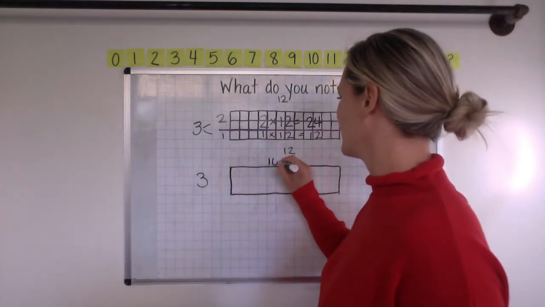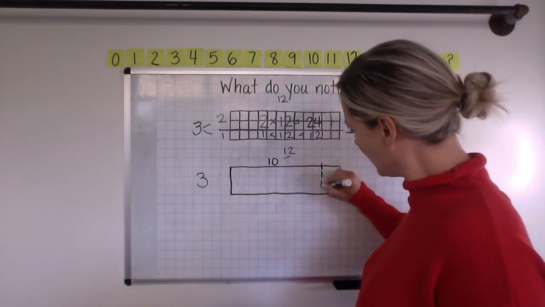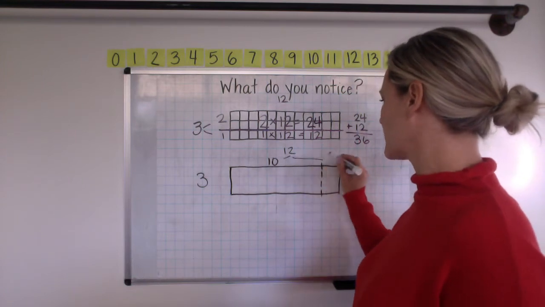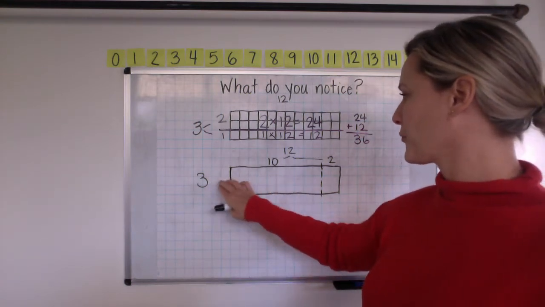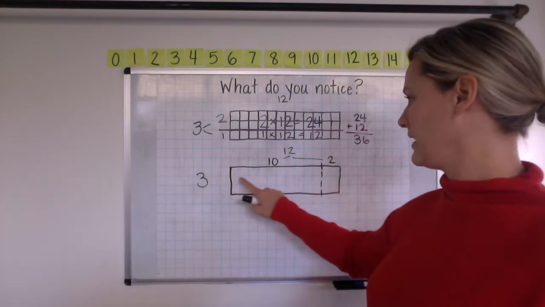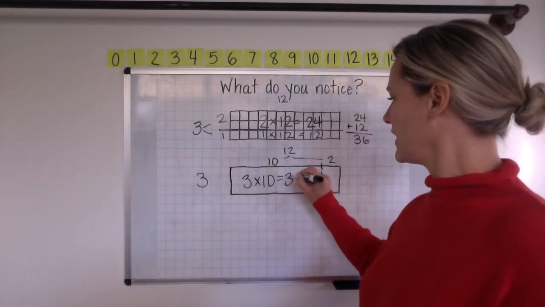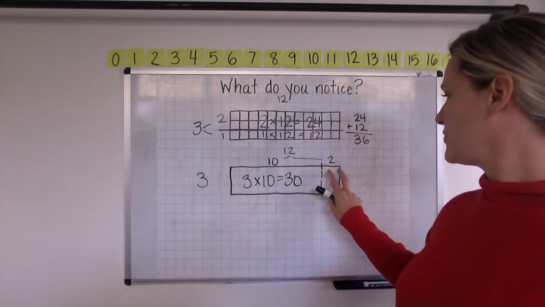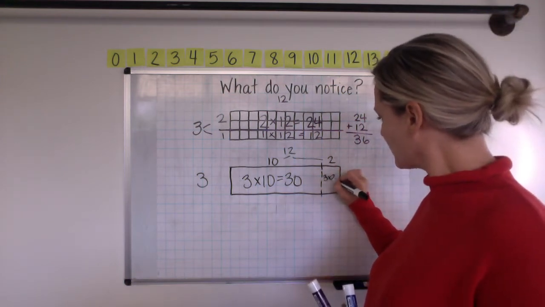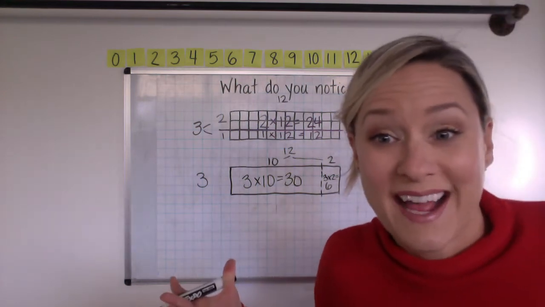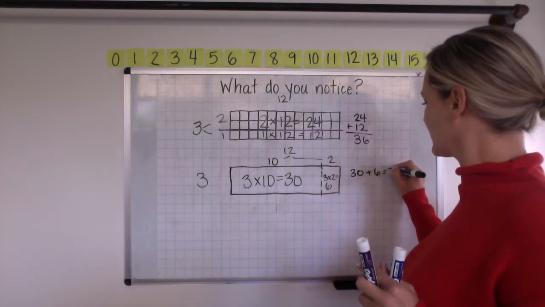So some of you may have done 10. 1, 2, 3, 4, 5, 6, 7, 8, 9, 10. And then draw that line right there. And then this part would be a 2. All right, so maybe you thought, okay, 3 groups of 10 make 10, 20, 30. So 3 groups of 10 make 30. And then 3 groups of 2 make 6. So I have to write that one small. 3 groups of 2 makes 6. You put them together and it still makes 36. 30 plus 6 is still 36.